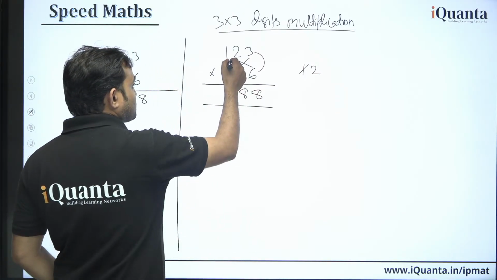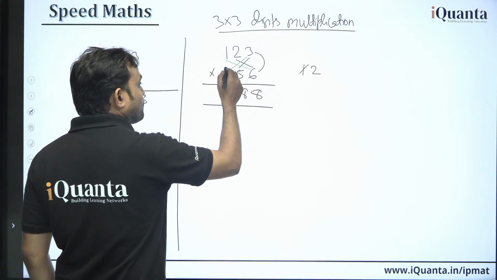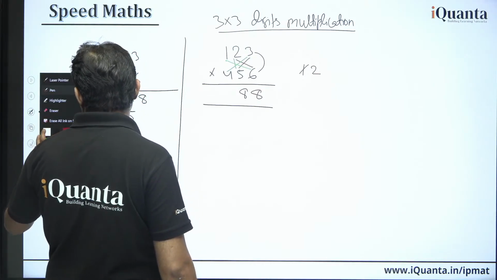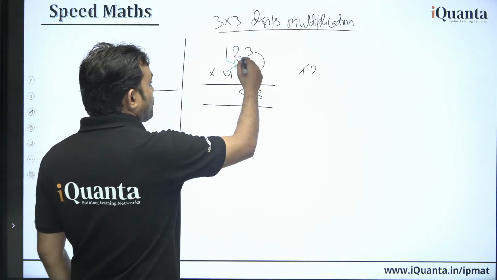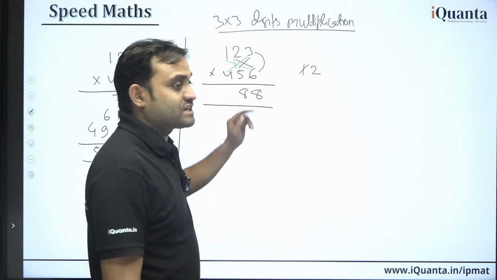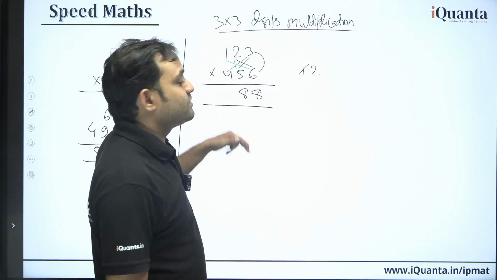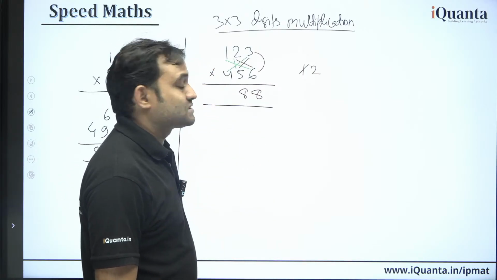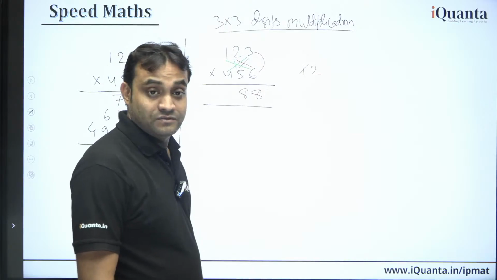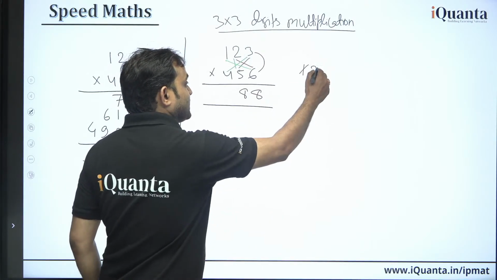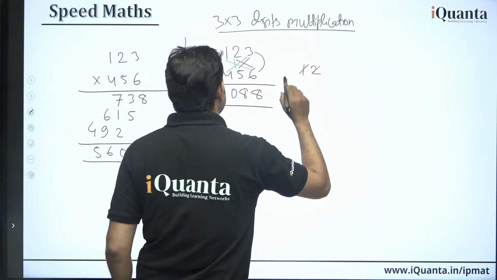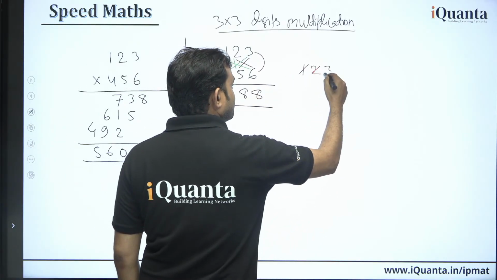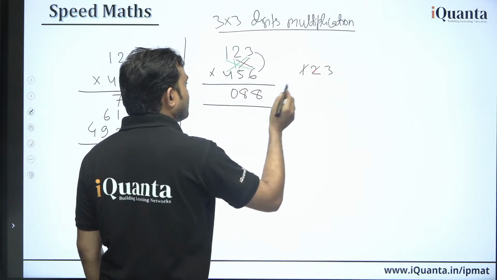So take it like this: 1 into 6, 3 into 4 and 1 into 2. So in that case, what will be the value? 4 into 3, 12, 1 into 6, 6, 5 into 2 is 10, 12 plus 6, 18, plus 10, 28, plus 2 is 30, carried forward is 3. So we will put 0 here, carried forward is 3.